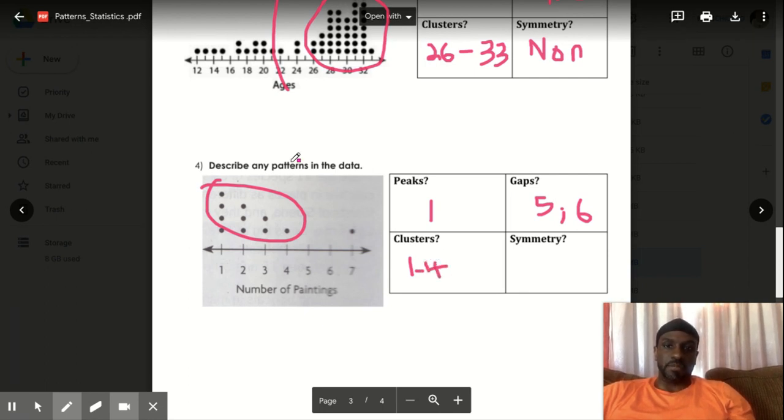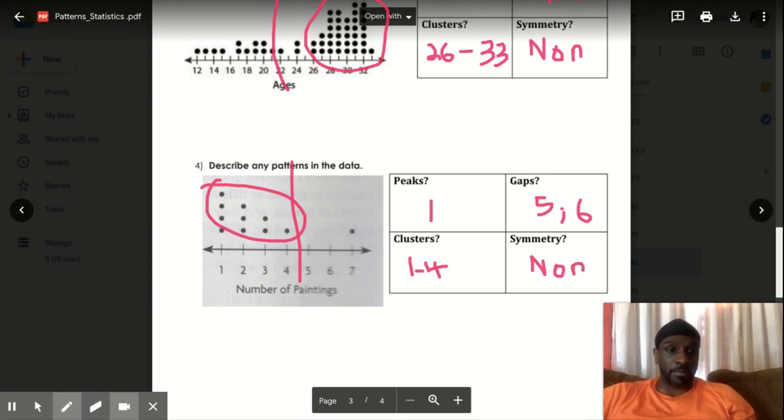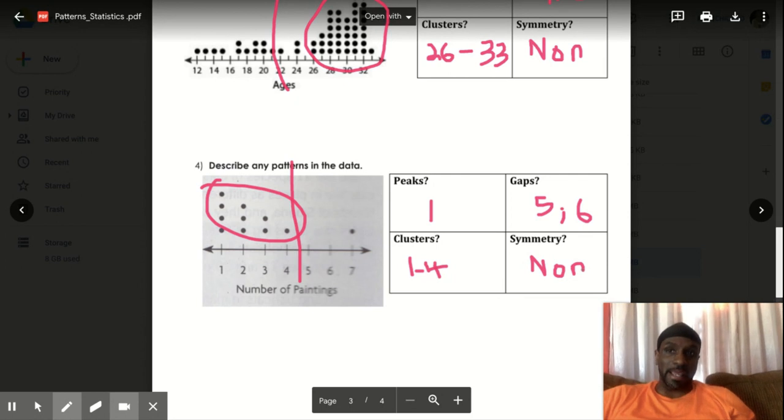Okay? Symmetry. If I go straight down the center, does the left side look like the right side? No, this is non-symmetrical. All right? So your assignment will be in Google Classroom. You have 12 to 16 problems to do. You're going to describe your data to me. You're going to tell me if you see any of these patterns. Do you see peaks? Where are they? Do you see gaps? Do you see clusters? Is it symmetrical? Okay, so that will be your assignment.